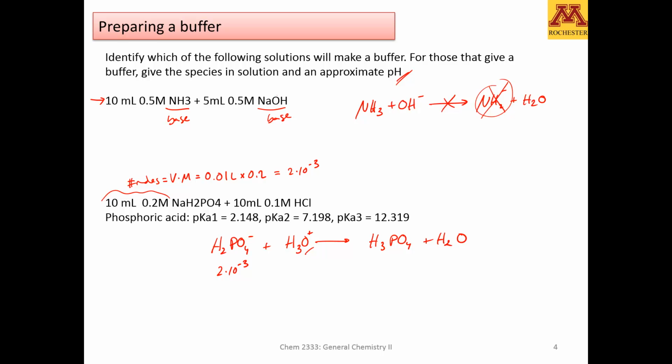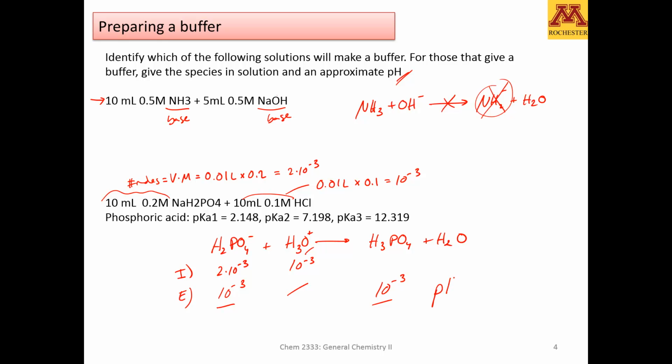How many moles of hydrochloric acid or hydronium do I have? From here I get that I have 0.01 liters times 0.1. This is 10 to the negative 3. Notice that initially this is my limiting reagent, so at the end this is all gone. What is left is 10 to the negative 3, and all that is gone now appears here as 10 to the negative 3. So I have a buffer at its maximum capacity, which is when I have equal amounts of the acid and its conjugate base.